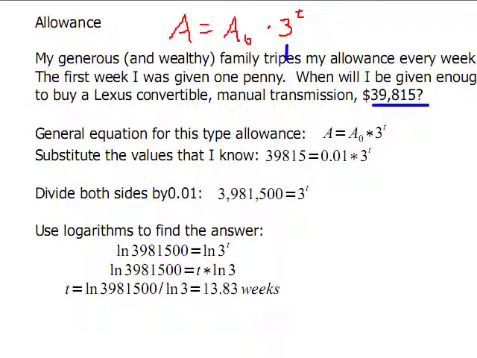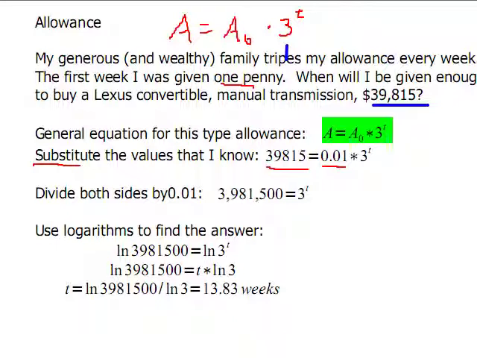You have to know how to write this for the test. So I've written it right here. This is the equation. So the way to do these kind of equations is first write down the general formula. Then go through and substitute the values that are given, the values that you know from the problem. Well, I know that I want this amount of money, $39,815. I know that originally I was only given a penny, right, for my first week of allowance. So we want everything in dollars, so that's 0.01 times, and then of course 3 to the t.